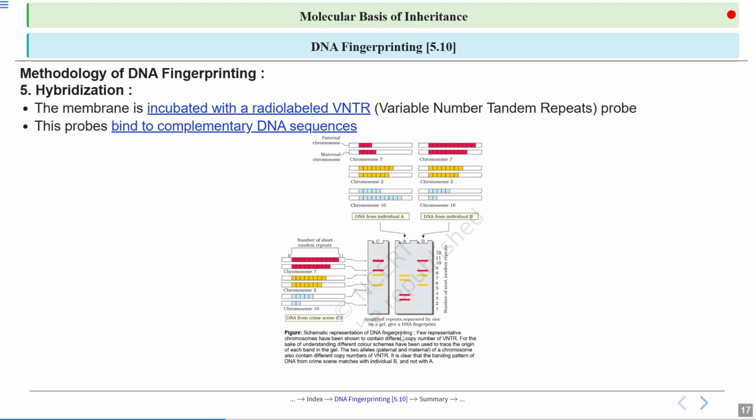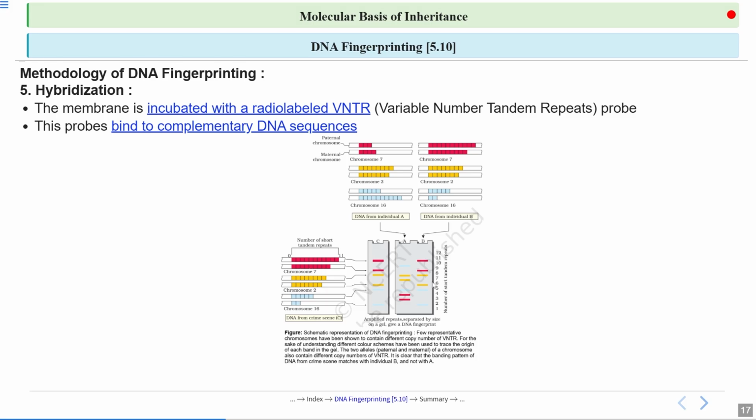So this amplified repeat separated by size on a gel gave a DNA fingerprint. Okay, this is the DNA from the crime scene. The DNA fragment you have seen on the gel is from the crime scene, and this is from individual A and individual B. And you can see what is happening.